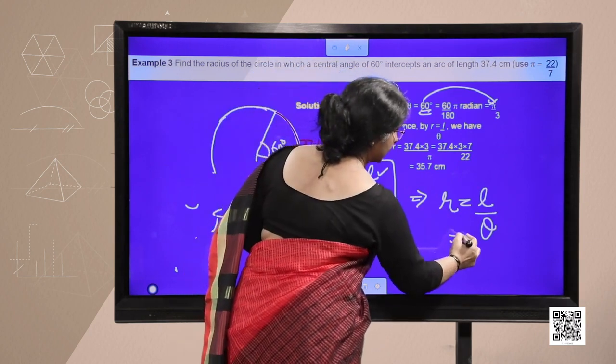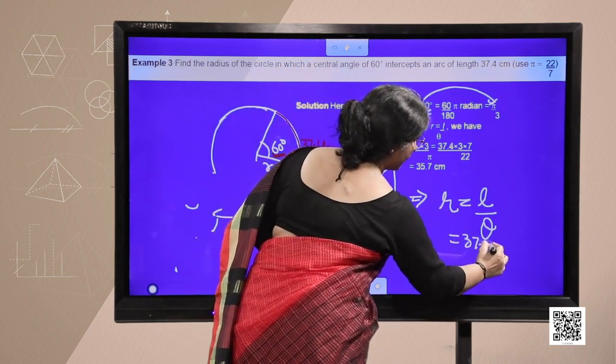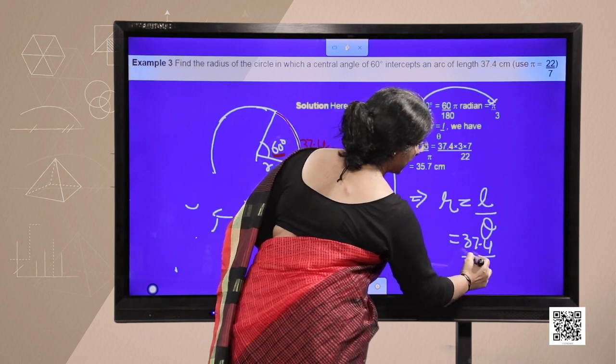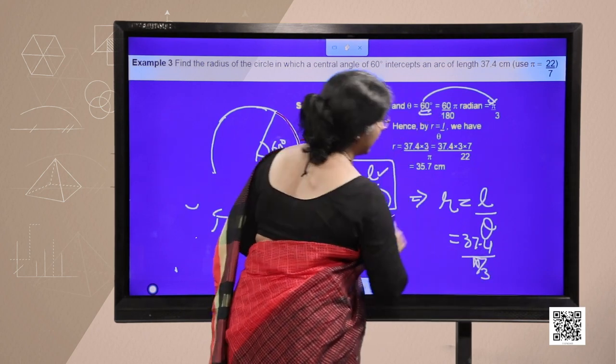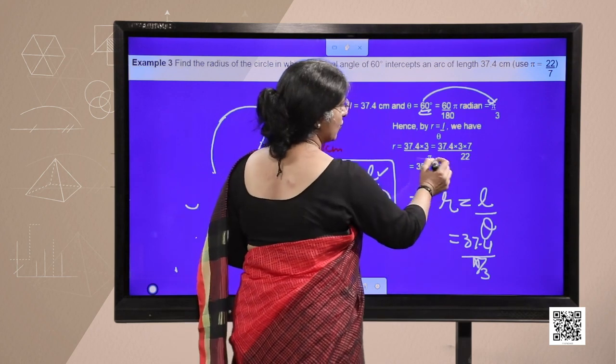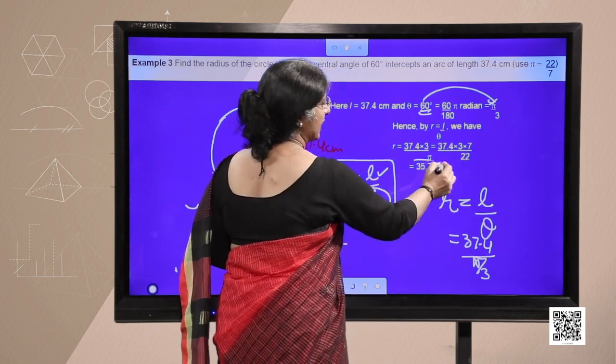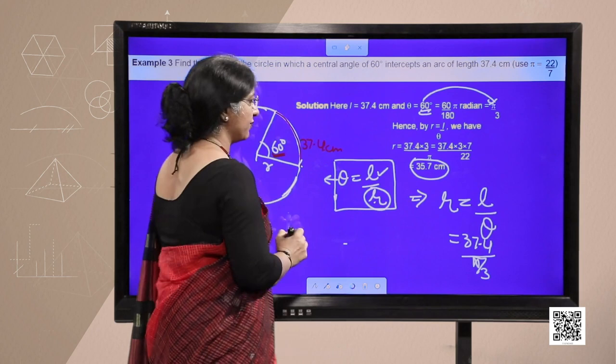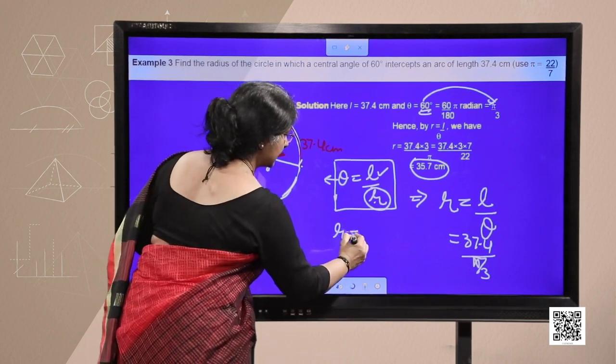So, 37.4 upon pi by 3. Replacing the value of pi as 22 by 7, we will get 35.7. The radius is 35.7.